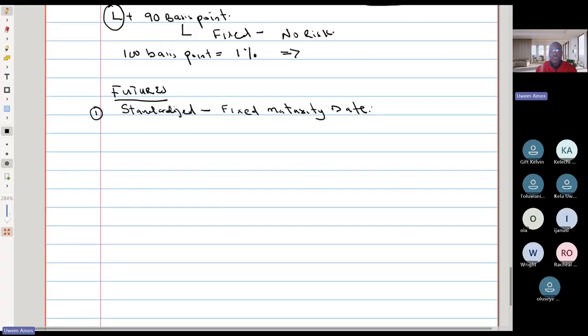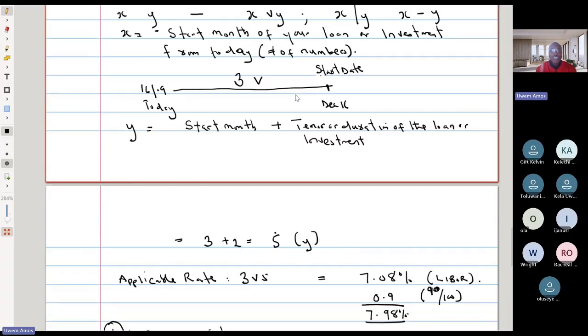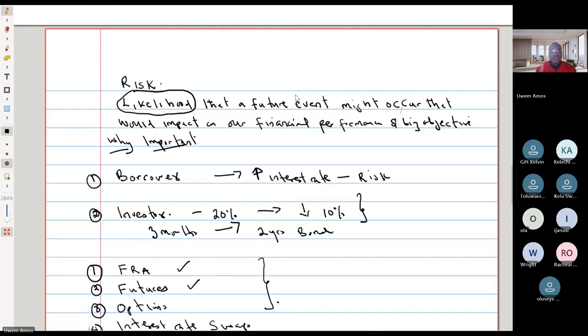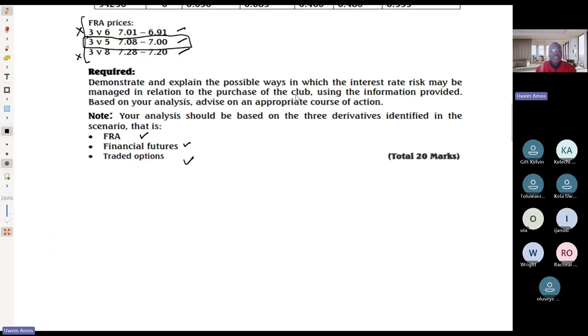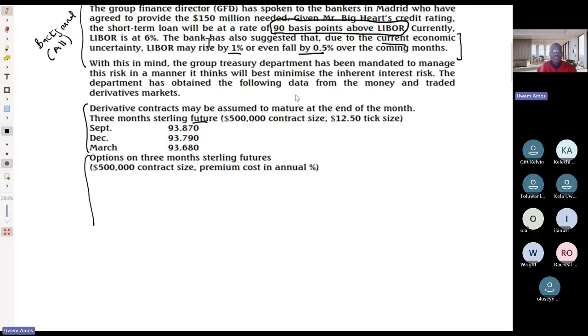And that's why when you look at our question, which we are going to solve next quickly, you would notice right in the question it mentions, right here under our futures, that these futures mature at the end of the month. So you can see that we have September, December, and March futures because they have fixed maturity periods. That's one thing about futures.